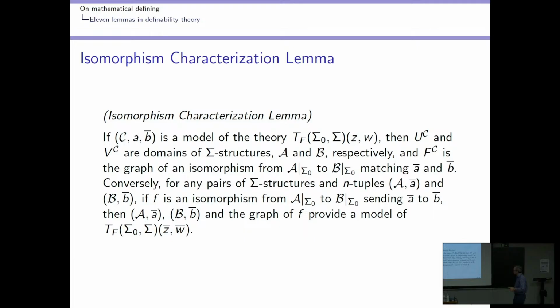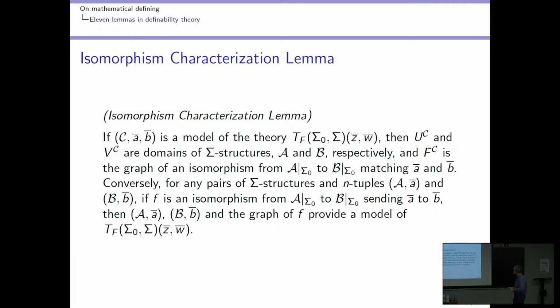If this is a model of our theory, so I have not defined the model, but this theory has Z bar and W bar as free variables, and so a model of it must include an assignment for the free variables of the theory. And this assignment is this: A bar is assigned to Z bar and B bar is assigned to W bar. So if this is a model of this, then the interpretation of U in C, the extension of U in C, and VC are domains of sigma structures, A and B, respectively.